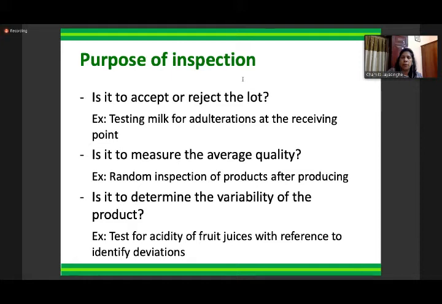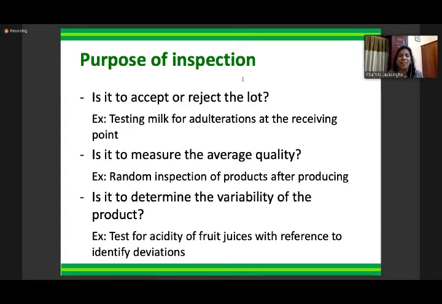Think about Maliban or Munchee: if the biscuit is roasted a lot, after doing the sensory analysis, they are going to reject the sample. They are not going to release that sample to the market, right? Likewise, there are a lot of examples you can get by thinking about the situation. So this is to accept or reject the lot. Then the next one is testing milk for adulteration at the receiving point.